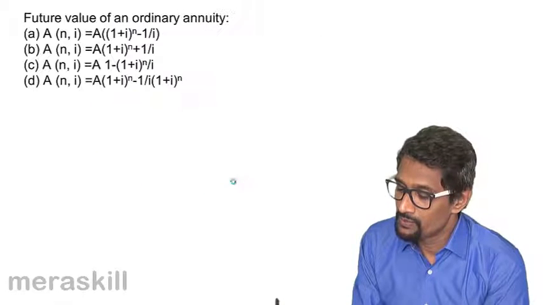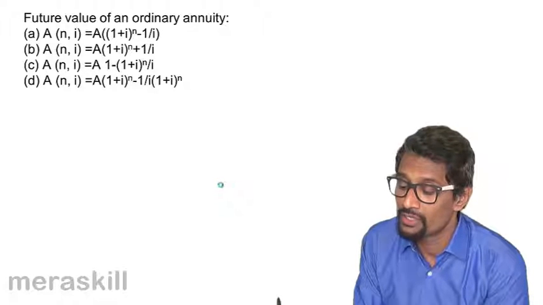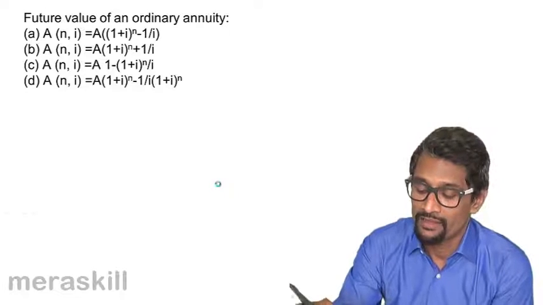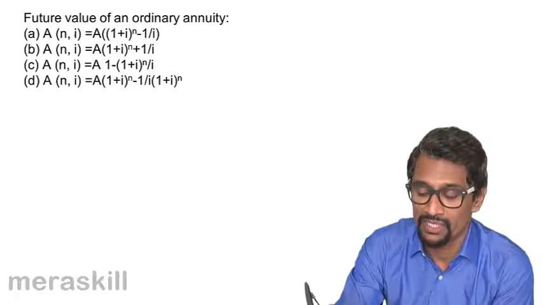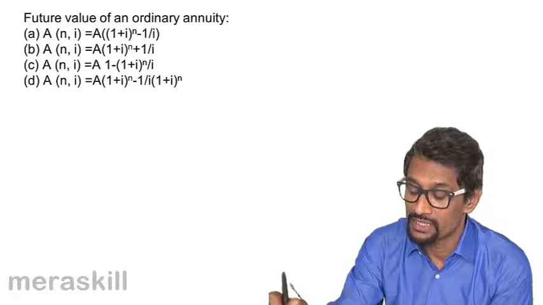From this example, we have another. So we have a formula here. Future value of an ordinary annuity is what among these? A symbol is given, A n comma I. That means A for how many years and what interest is equal to what? So which among these could it be?